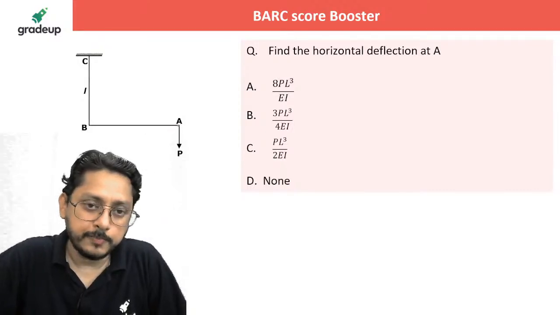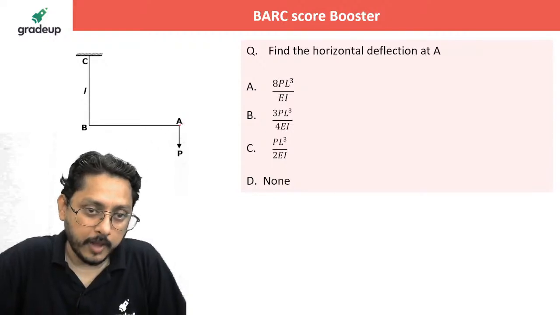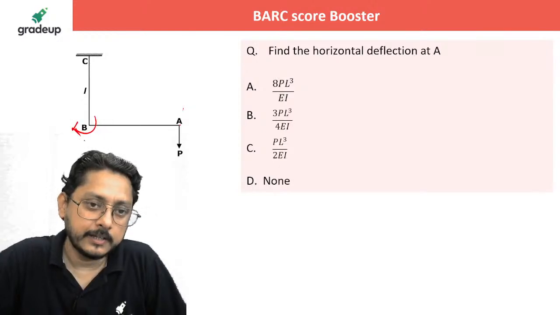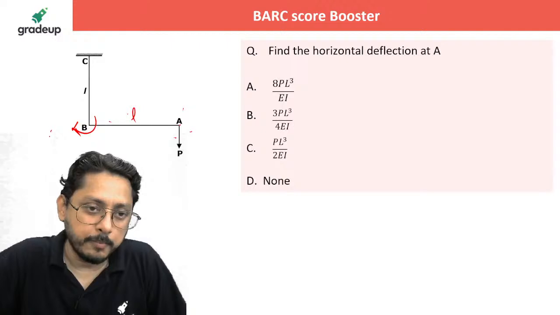Why will the horizontal displacement at A occur? Is it due to the load applied at A? No, it is due to the rotation which is going to occur at B. That is nothing but P into this length, suppose L. P into L is the moment which is acting here.